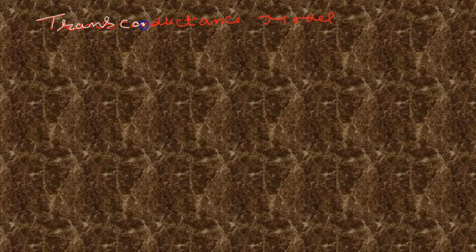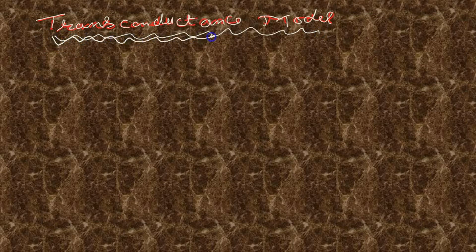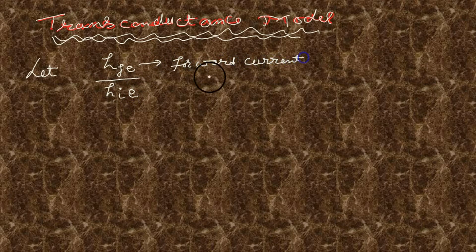I'm going to explain today the transconductance model. Conductance means what? Current over voltage. And what does transconductance mean? Just wait. Let me take this parameter HFE upon HIE. HFE is the forward current ratio. HIE is the input impedance for common emitter configuration.